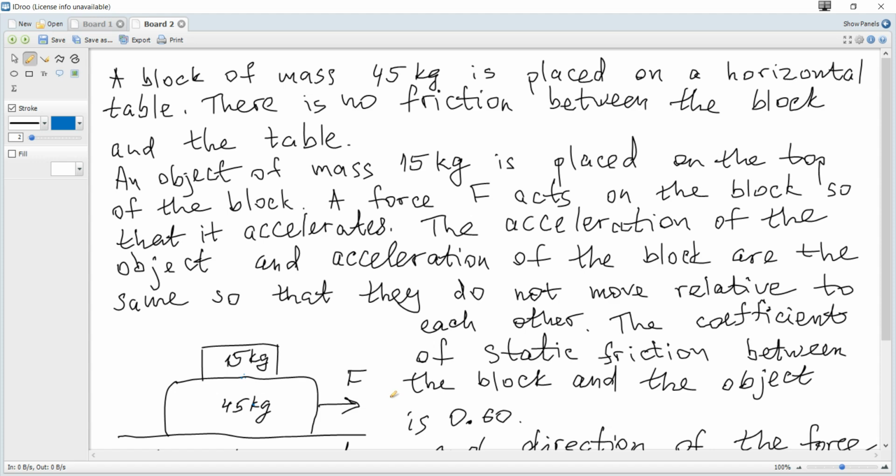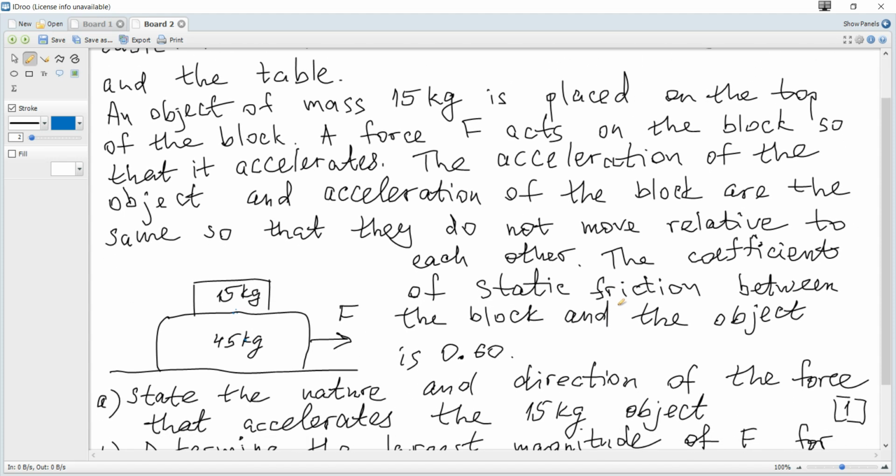A block of mass 45 kilograms is placed on a horizontal table. There is no friction between the block and the table. An object of mass 15 kilograms is placed on the top of the block. A force F acts on the block so that it accelerates.